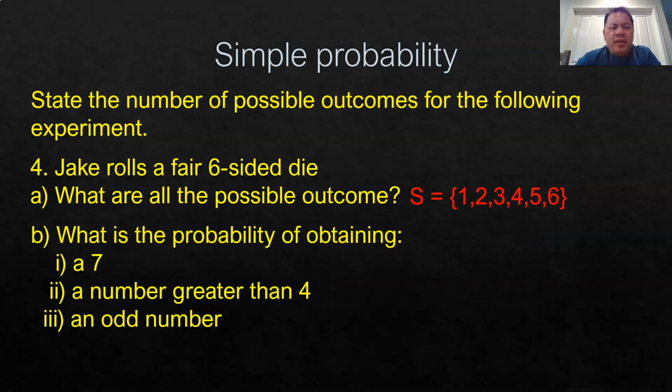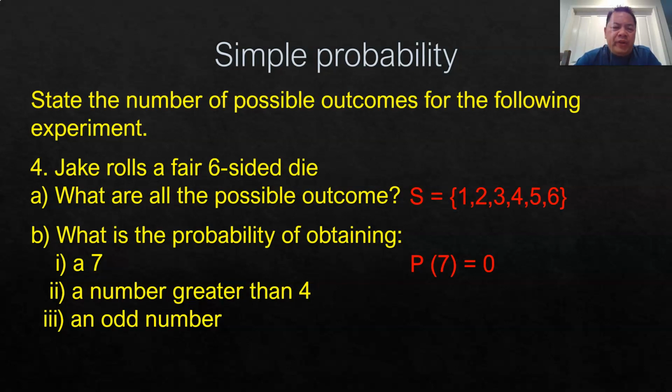Next, what is the probability of obtaining a 7? You know, when you roll a 6-sided die. There's no chance, isn't it? How? Because there's only 1, 2, 3, 4, 5, 6 as all possible outcome. So to get a 7 is impossible. That's how you get 0.